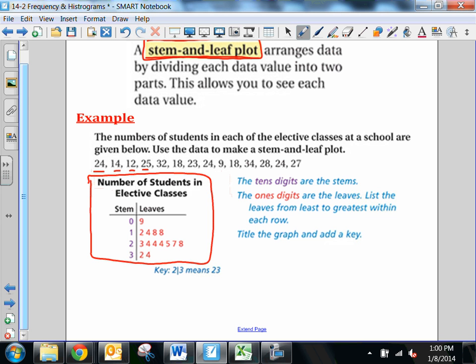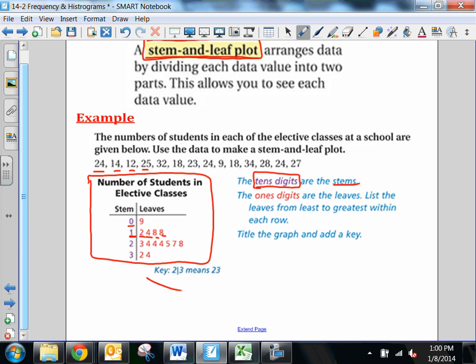Okay. Notice that the tens digits are the stems. That's over here, like 0, 9, 1, 2. 1, 2 means 12. 1, 4 means 14. 1, 8 means 18. 1, 8 means 18. So on and so forth.